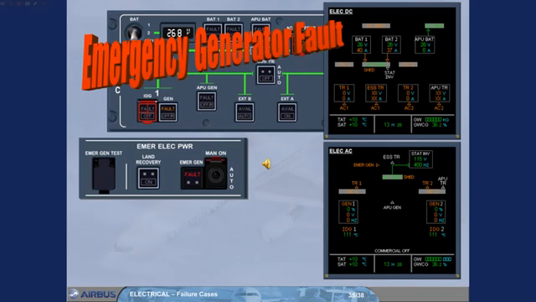If the emergency generator is not working, the red FAULT light stays illuminated on the EMER GEN indicator. This failure causes the aircraft to be powered only from the batteries. For training purposes, both ECAM pages are shown.